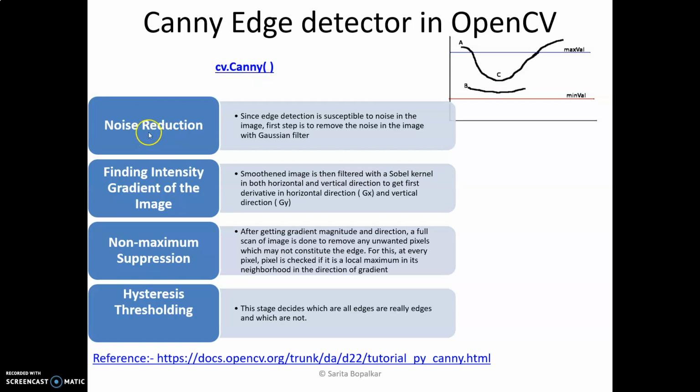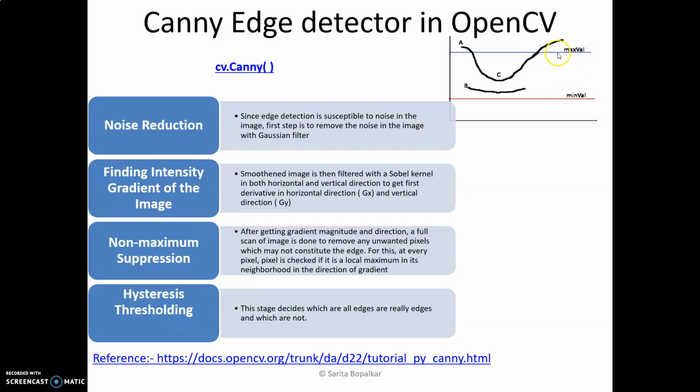In this, first is noise reduction. By convolving the image with the Gaussian filter, noise is smoothened. Then we find the intensity gradient at every pixel of the image. The pixels which have the maximum, local maximum gradient are considered, and others which are non-maximum are suppressed. Hysteresis thresholding is the most important step.